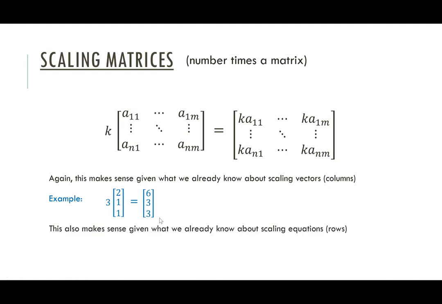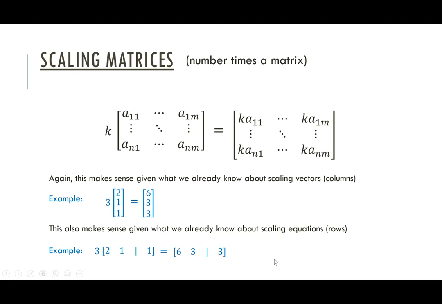And again, same with equations. All right, you have some equation. I mean, we've done this a bunch of times already in this class. You take an equation, multiply it by a scalar. What do you do? You scale every single term. So for example, we have some equation 2x plus y equals 1. If we multiply the equation by 3, we're just multiplying each of the coefficients by 3. So then we would end up with 6x plus 3y equals 3.